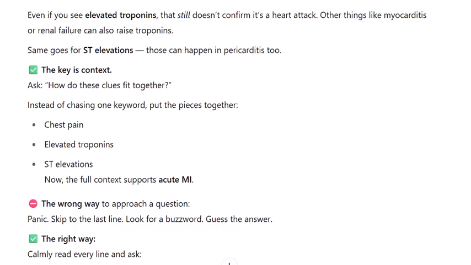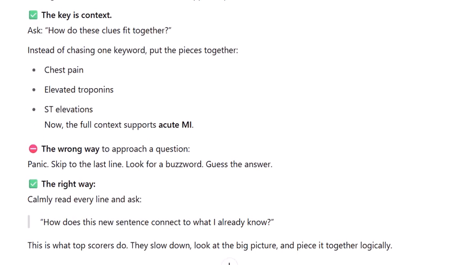The wrong way to approach a question: panic. Skip to the last line, look for a buzzword, guess the answer. The right way: calmly read every line and ask, how does this new sentence connect to what I already know? This is what top scorers do. They slow down, look at the big picture, and piece it together logically.